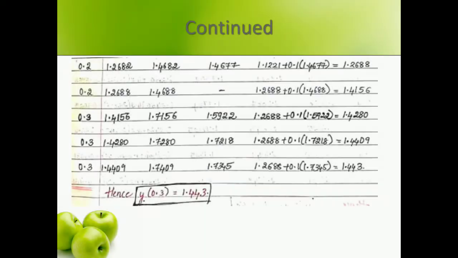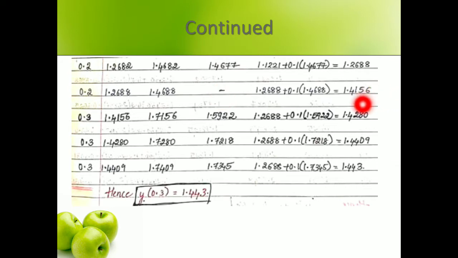1.2682. Now you can change the iteration in the next step, as you are getting the 3 decimal places to be similar. So we'll change it in the next step. So once you take 1.2682, you have got your y value to be 1.4682, mean slope is 1.4677, new y value is 1.2688.